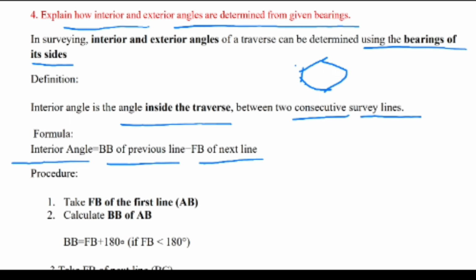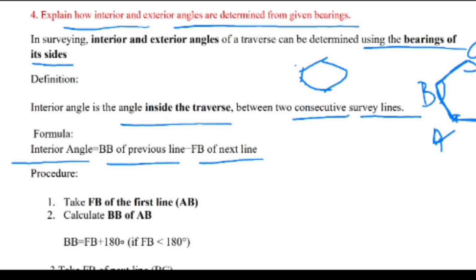So let us consider, if you start the survey here, this is A point, this is B point, this is C, D, E. So starting with A point, back bearing, forebearing, again back bearing, forebearing, the angle inside. This inside angle we call an interior angle.